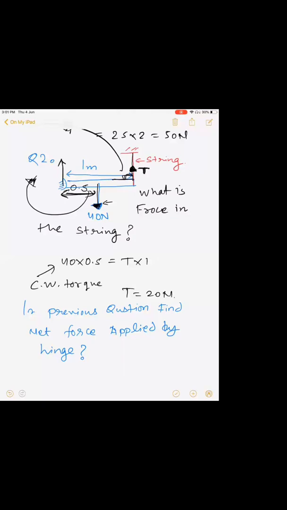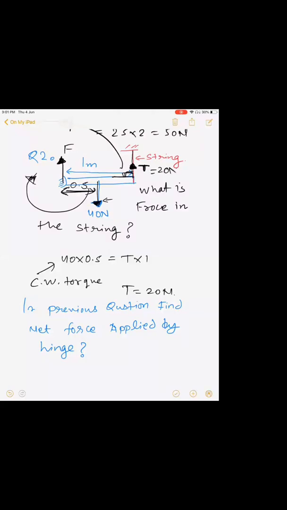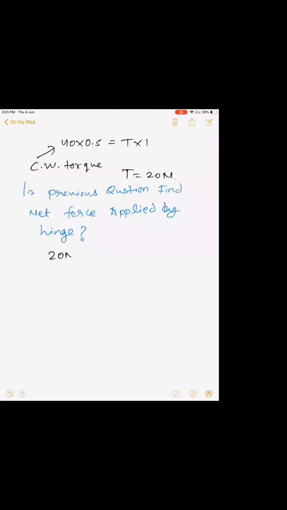Suppose hinge is applying F force here. There is no horizontal force in this case. So downward force is 40. Tension is 20 Newton, so on this side you need 20 Newton. So hinge will apply 20 Newton force upward to make net vertical force 0. Understood?